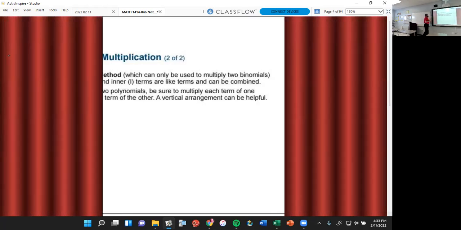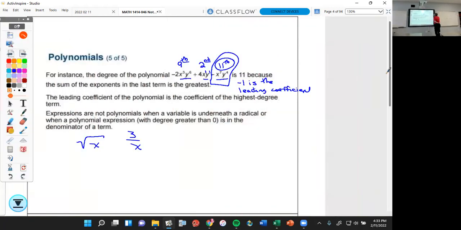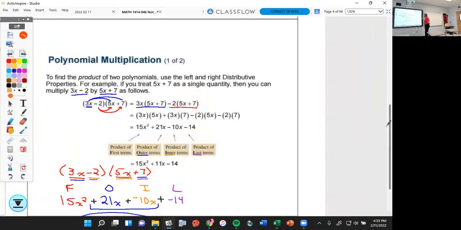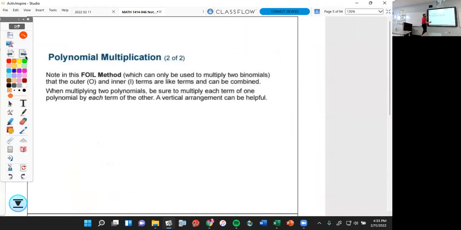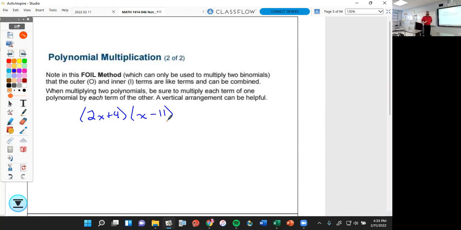Now, the last problem we did was 3x minus 2 times 5x plus 7. Okay, I'm going to do that again. 3x, you know what, I'll just do another one. It doesn't really matter. If I had, say, a 2x plus 4 times x minus 11. I could FOIL that. I'm going to show you real quick a method that always works. I don't care how many terms are in each of the ones that we're multiplying together.